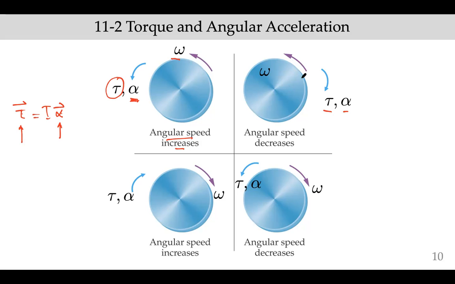So what's happening here? It's rotating in the counterclockwise direction, but the angular speed decreases. That means there is an acceleration in the opposite direction. And for acceleration in the clockwise direction, you need a torque in the clockwise direction. And if you analyze all of these four figures, you will see that the torque and the angular acceleration are in the same direction.